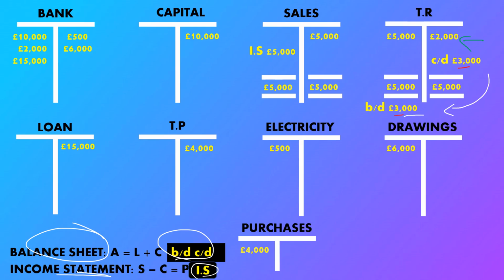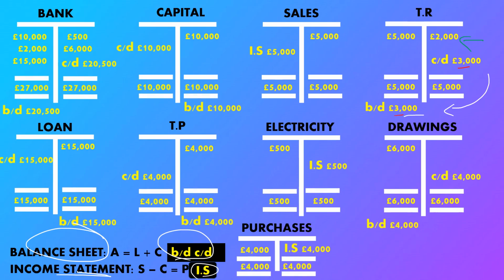And just to finish this video off, I've balanced the other T accounts just to save you guys some time. Just remember when closing the T accounts, if the accounts are assets, liabilities or capital, you must include the carry down and brought down balances, and the accounts that are either sales or costs, you must write IS for income statement. Hopefully now you can prepare T accounts easily by only just using 4 steps.